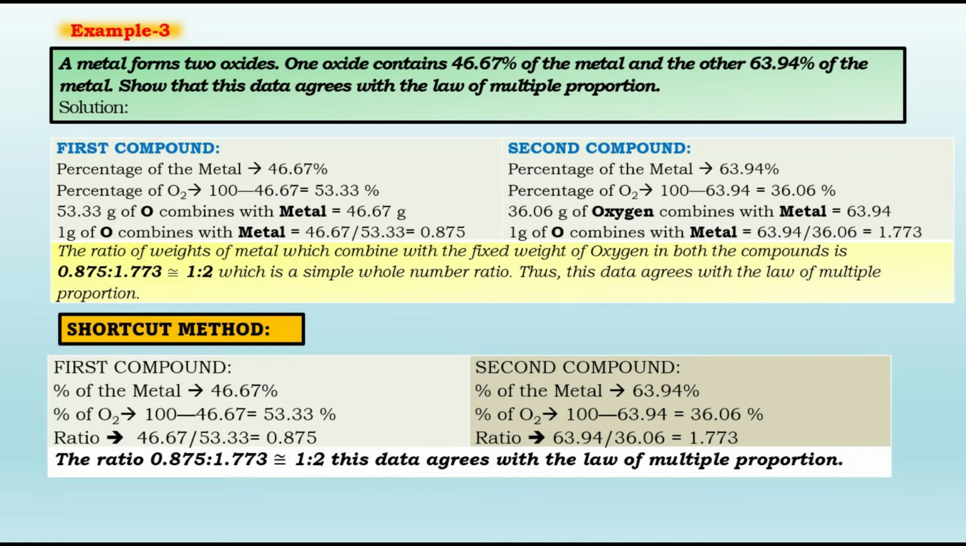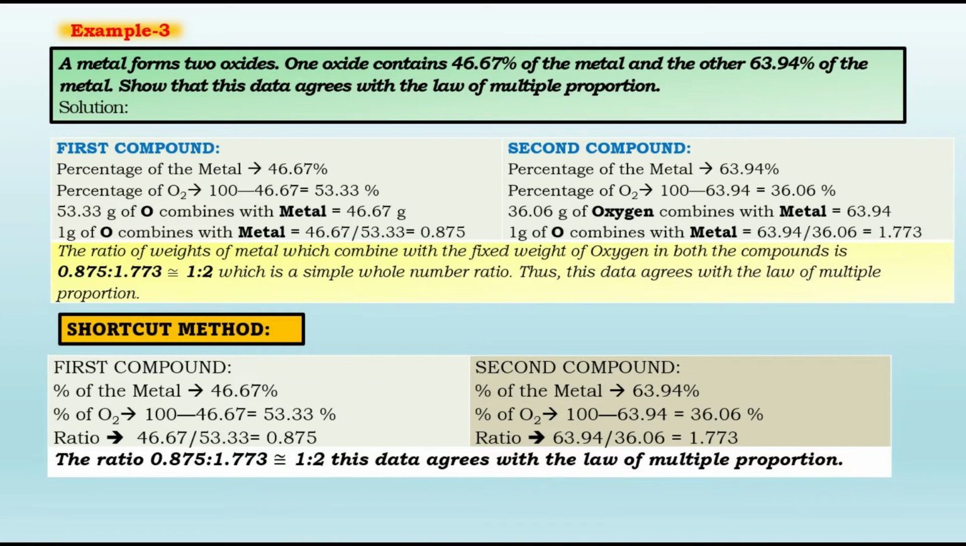In the second compound, percentage of the metal is equal to 63.94 percentage. So percentage of oxygen is equal to 100 minus 63.94, that is equal to 36.06 percentage. That means 36.06 gram of oxygen combined with the metal 63.94. So 1 gram of the oxygen combines with the metal 63.94 divided by 36.06, that is equal to 1.773.